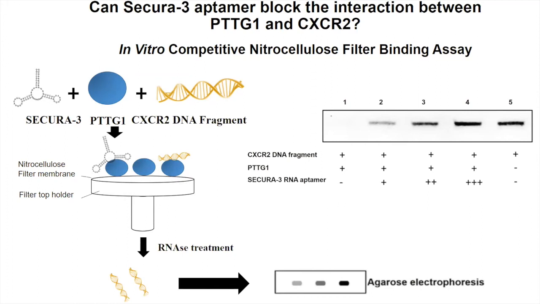The explanation here is that when the amount of aptamer is increased, the degree of inhibition is increased as well. So the aptamer is actually competing with CXCR2 to bind to PTTG1. When this happens, more unbound CXCR2 would be collected in the eluate. So that's the reason the intensity of the band that constitutes CXCR2 increases when the amount of aptamer increases. Coming back to the question, can Secura-3 block the interaction between PTTG1 and CXCR2? The answer is yes.